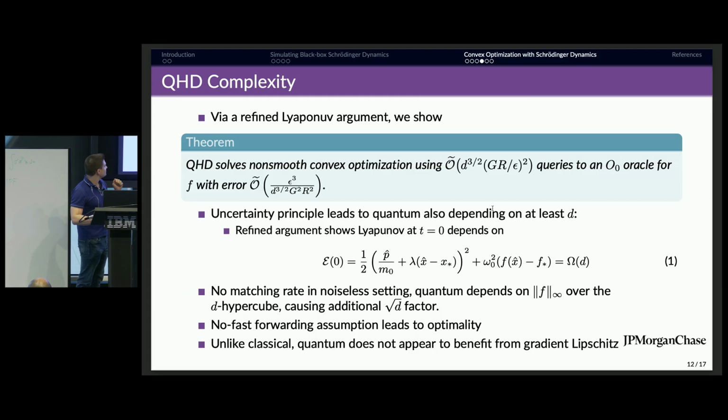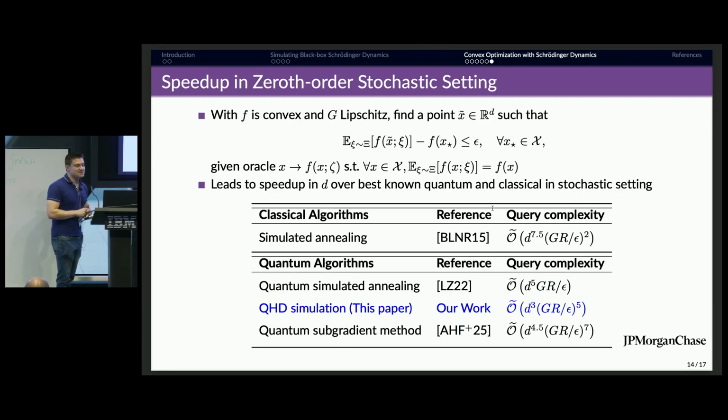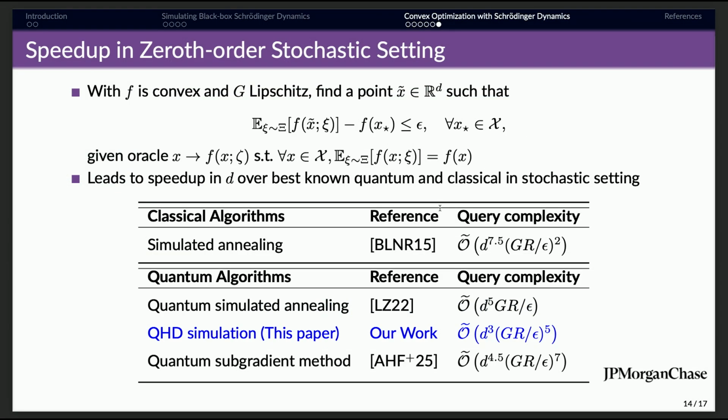And unlike classical, quantum here does not appear to benefit from gradient Lipschitzness. I'll skip this slide because there's no speed up here, but here we actually gain a speed up from this algorithm due to noise robustness in the stochastic setting. In the stochastic setting, you can think of it as like training neural networks. You're given random gradients, and you want to average the gradients together to minimize the function. So in our setting, even though we paid a d-dependence more than classical, the noise robustness benefits the algorithm. So we have a speed up in d in this setting. And so yeah, that's it. Thank you.